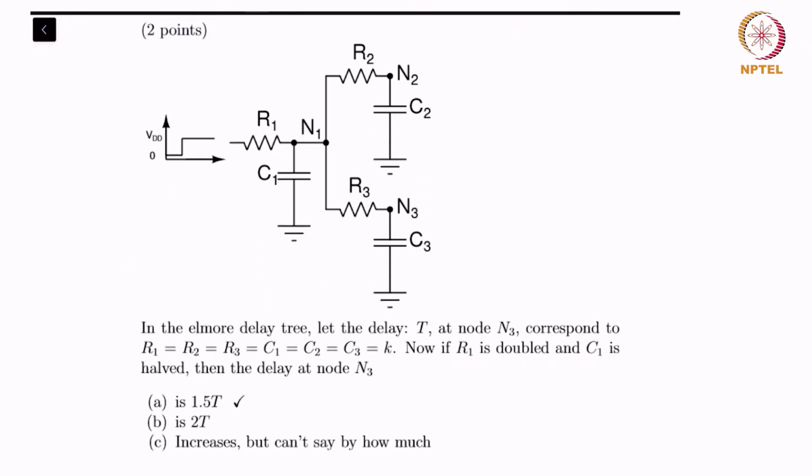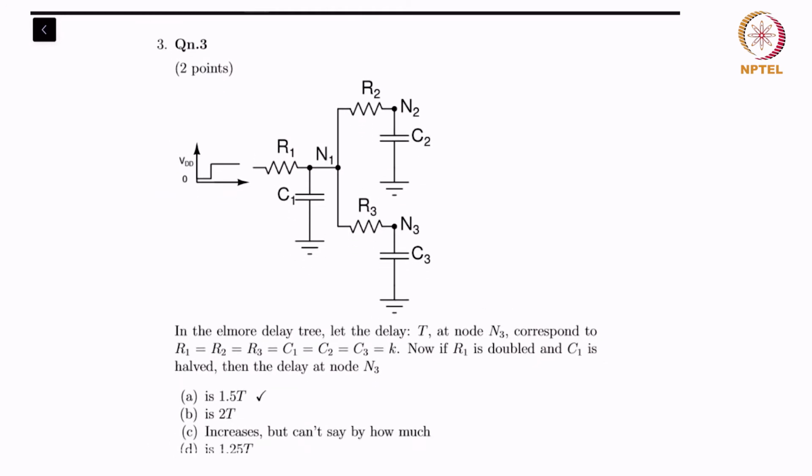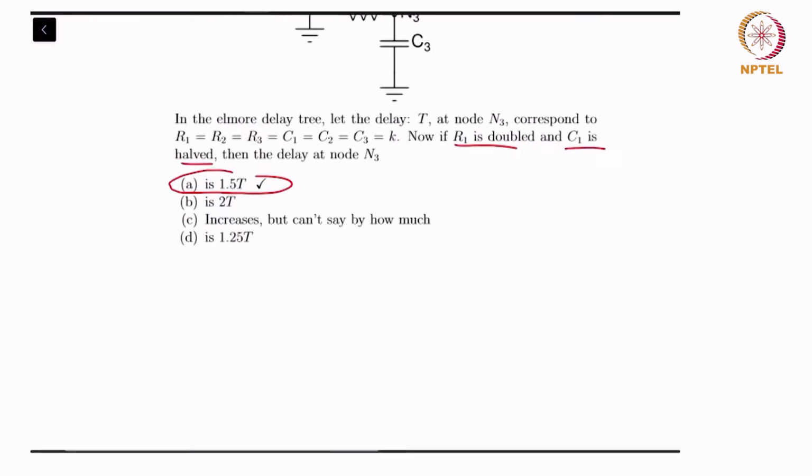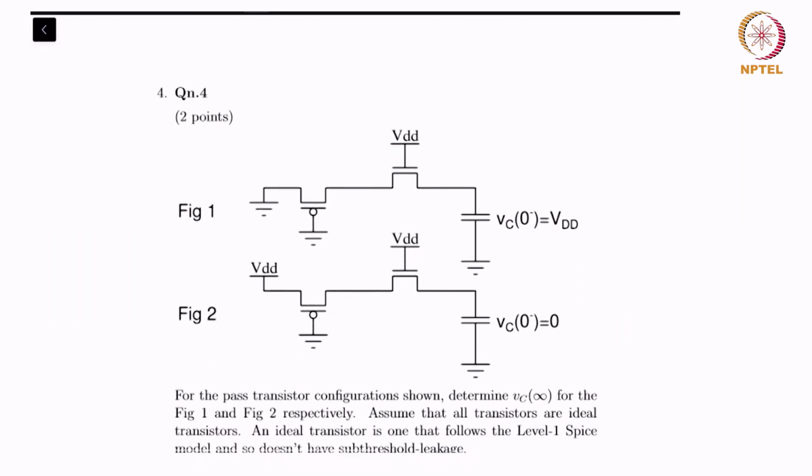Similarly, in question 3, if you were to go ahead and perform the Elmore delay calculation for R1 doubled and C1 halved, you would find that it actually increases by 50%, even though C1 is halved. That's because R1 contributes to the C2 and C3 delay terms, so you would expect that R1 has more of a role to play in the delay than C1.